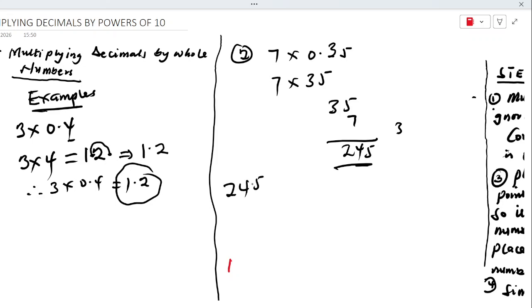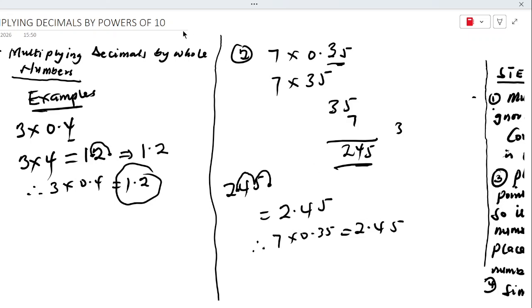Then you bring the decimal point back. Now you ask yourself, how many decimal places does it have? How many digits are there after the decimal point? It has 2 digits. So you stand in front, then you move 2 times to the left. So 1, then 2. The decimal point will now come here, giving you 2.45. Therefore, 7 times 0.35 is equal to 2.45. I hope that is clear as well.